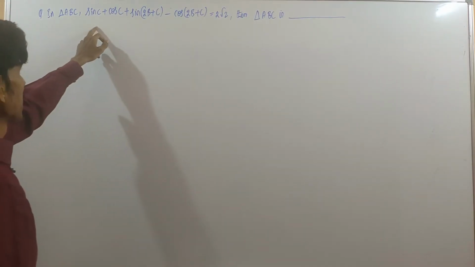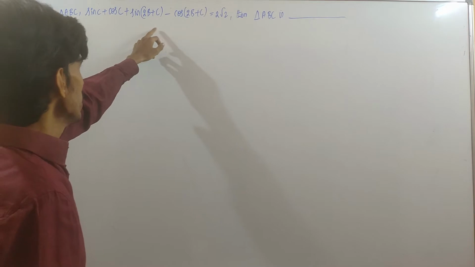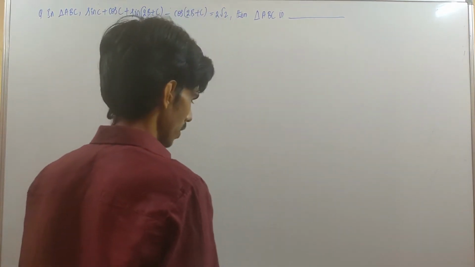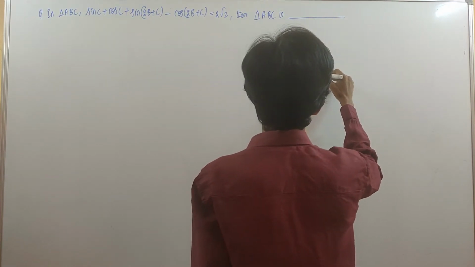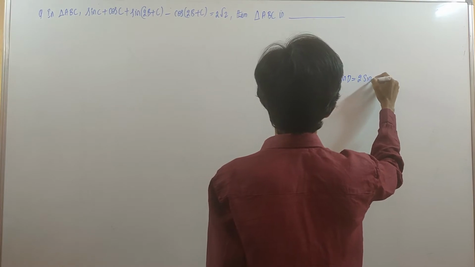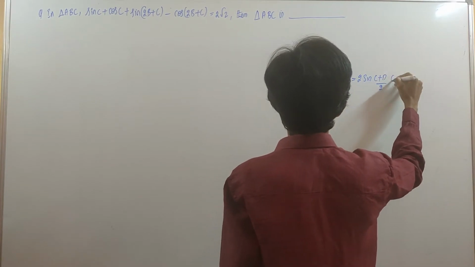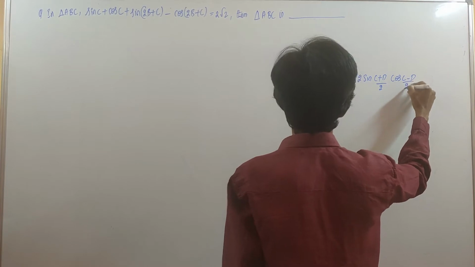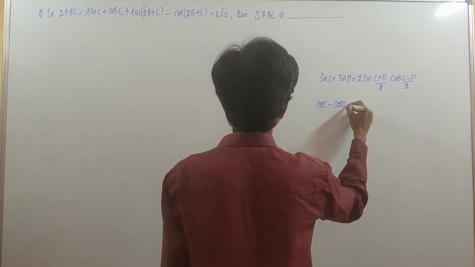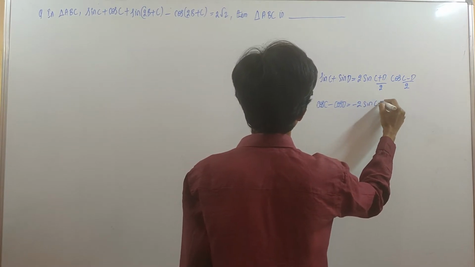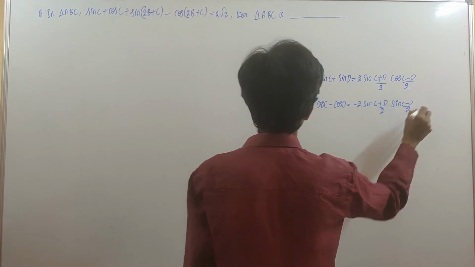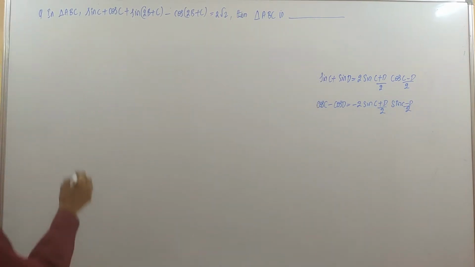In triangle ABC, sin C plus cos C plus sin (2B plus C) minus cos (2B plus C) equal to 2 root 2, then triangle ABC is dashed. We know that sin C plus sin D formula is 2 sin (C plus D)/2 cos (C minus D)/2. Similarly, cos C minus cos D value is minus 2 sin (C plus D)/2 sin (C minus D)/2. We know these two formulas, let us apply here.